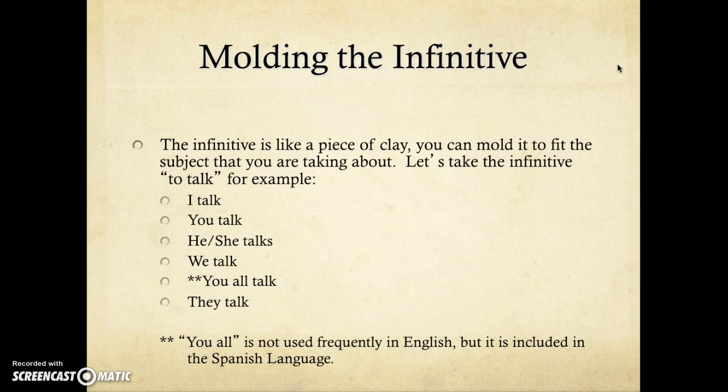The infinitive is just like a piece of clay. You can mold it to fit the subject that you are talking about, which is what we focused on in our last lesson. We get the verb to agree with the subject. So let's take the infinitive to talk, for example, and mold that in English. We would change it to I talk, you talk, he or she talks, we talk, you all talk, or they talk.